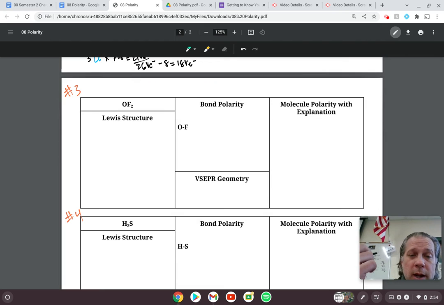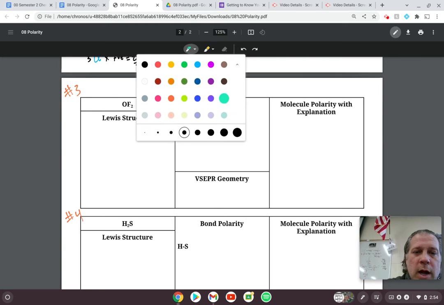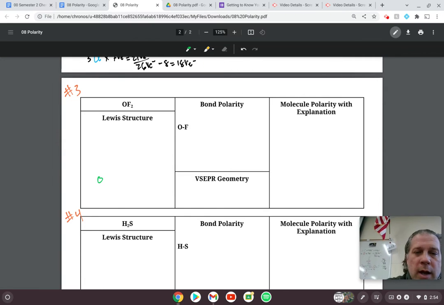All right, so I'm going to start by identifying the number of valence electrons that this problem has, and we're looking at OF2. So I have my oxygen, and I have fluorine. One oxygen has 6 valence electrons. 2 fluorines times 7 valence electrons is 14 valence electrons. So 6 and 14 is 20 valence electrons.